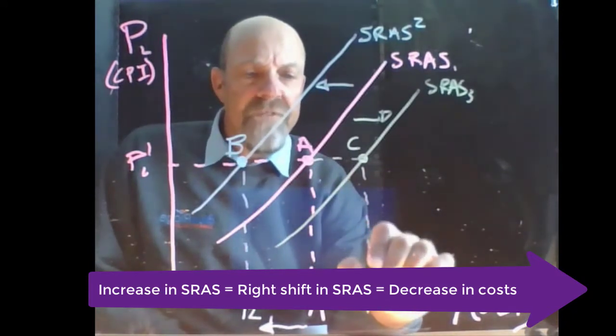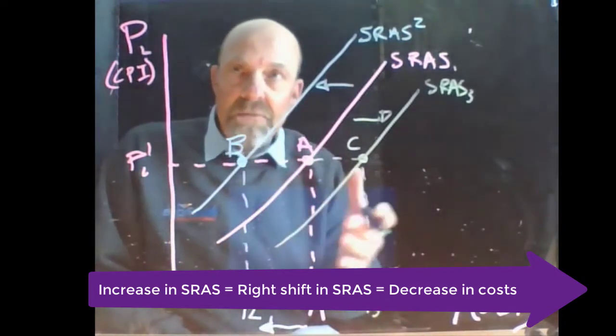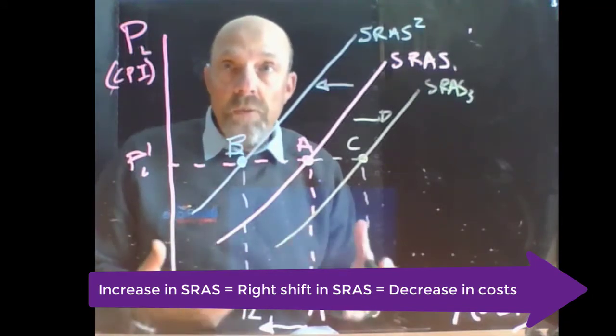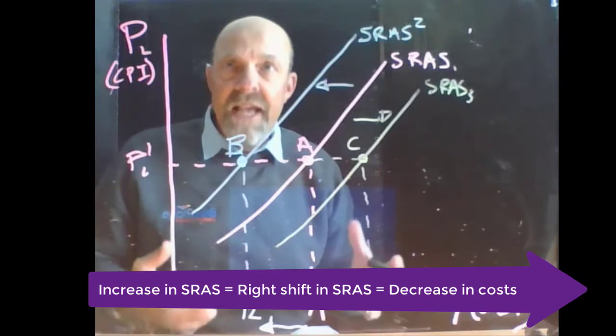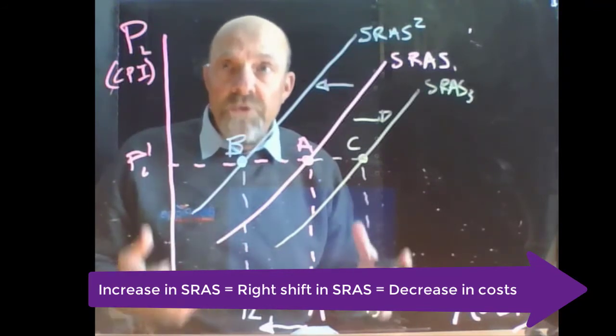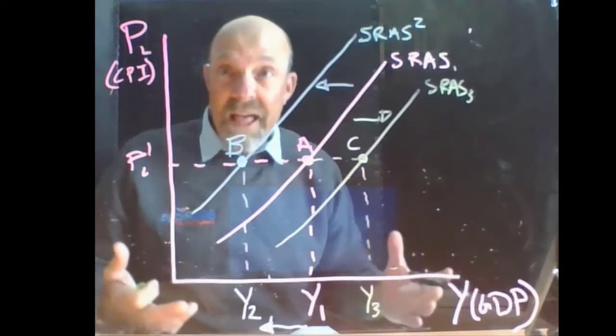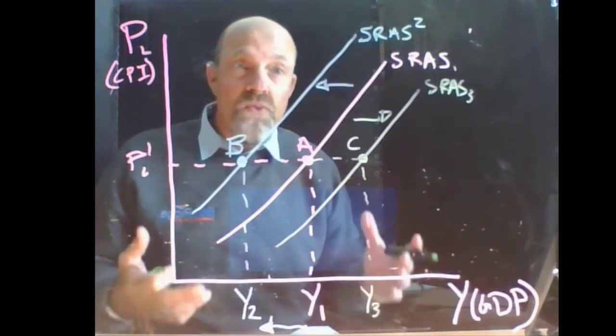And think about that for a minute. If the short-run aggregate supply curve measures overall cost in the economy, becoming more productive is just the same thing as saying, hey, it's now cheaper for us to produce goods and services because we can do it faster and with less. So we represent that as a rightward shift.